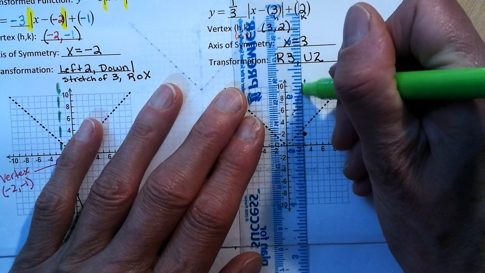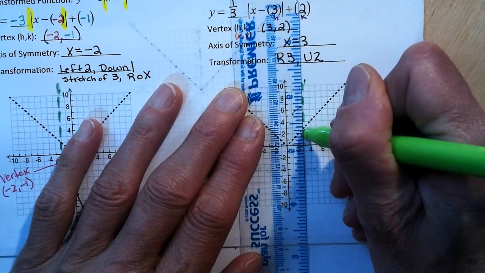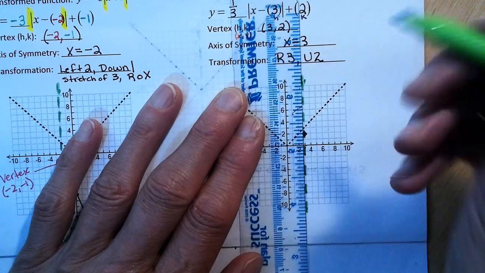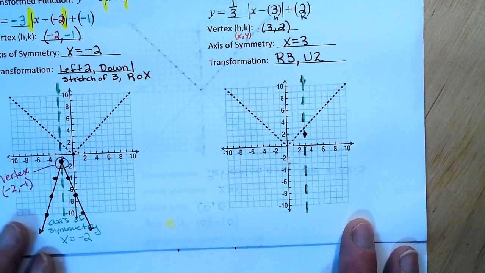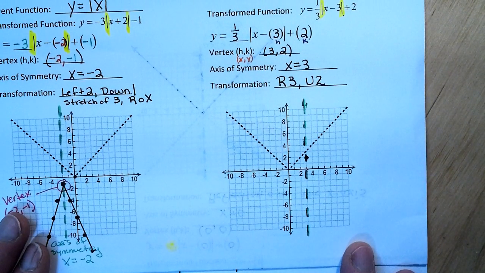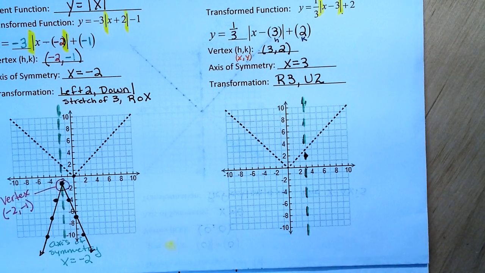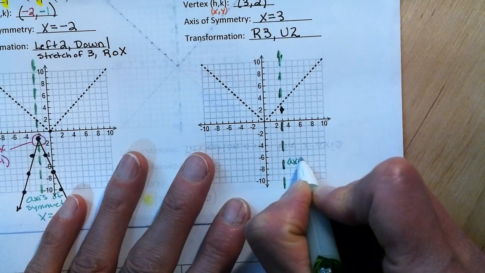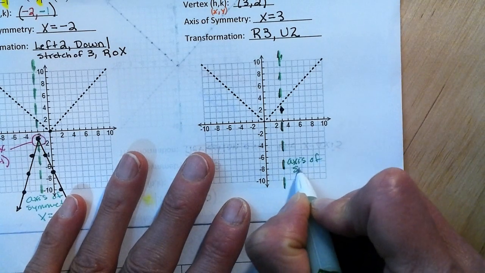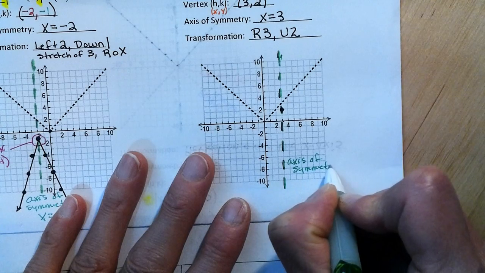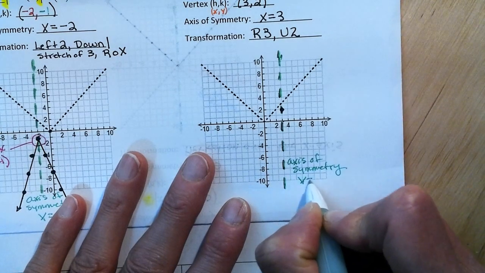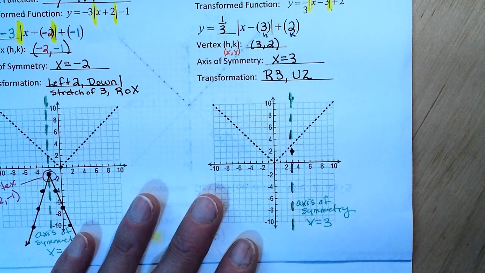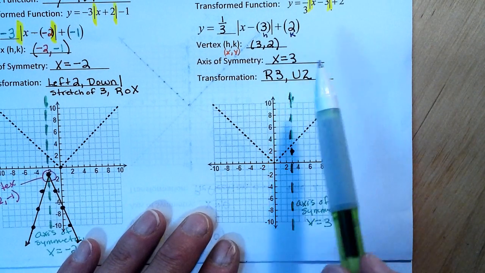Notice I haven't even looked. I mean, you can do this by graphing it in your calculator. I'm just trying to show you conceptually what's happening, and then I'll prove it with a calculator. Okay, so that's my axis of symmetry. So I'm going to write this axis of symmetry, and that was at x equals 3. Okay, and now let's go ahead and graph the function.